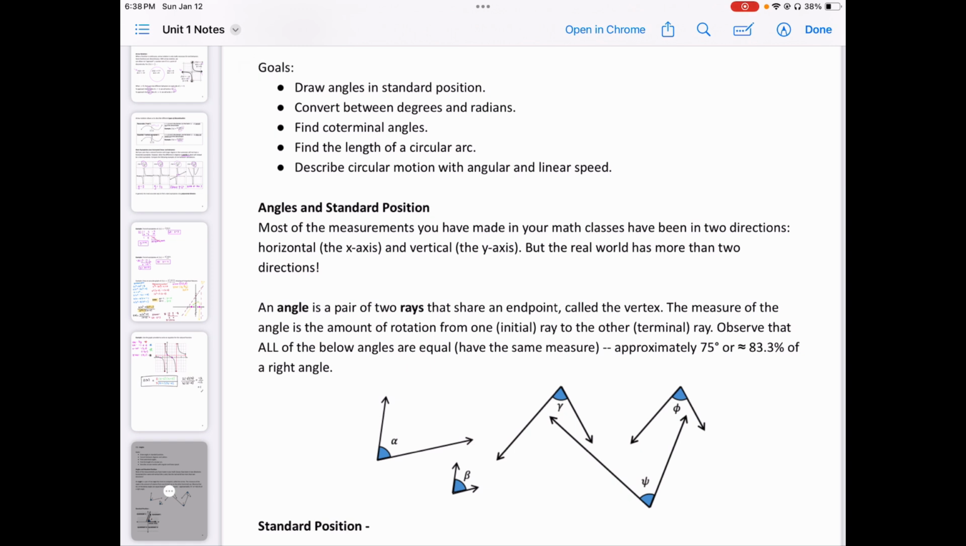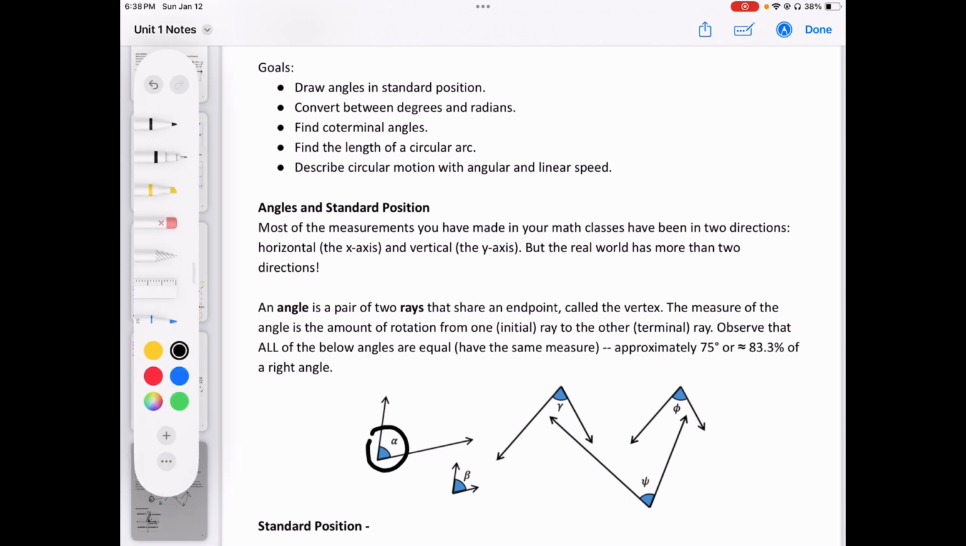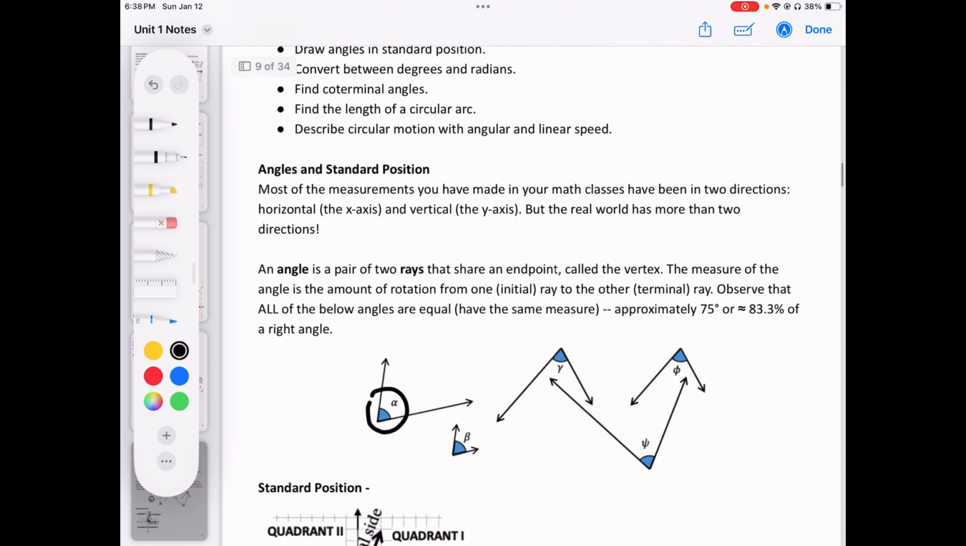An angle is a pair of two rays that share an endpoint. It's called a vertex, just like this. The measure of the angle is the amount of rotation from one ray to the other ray, from initial to terminal ray. All of the angles below have the same measurement, about 75 degrees or 83.3 percent of a right angle. They just have different lengths.